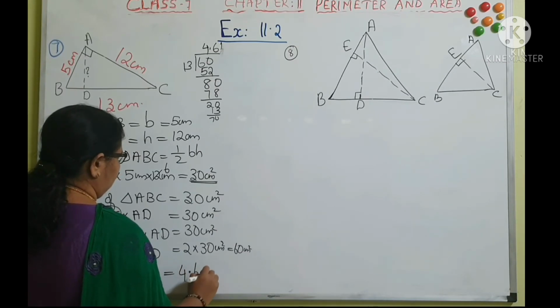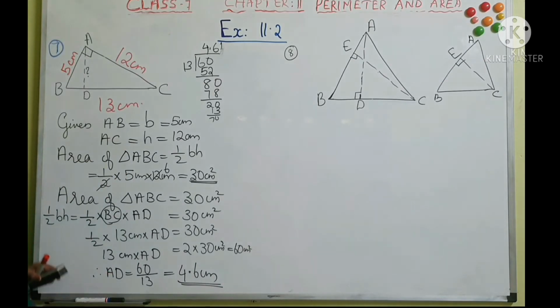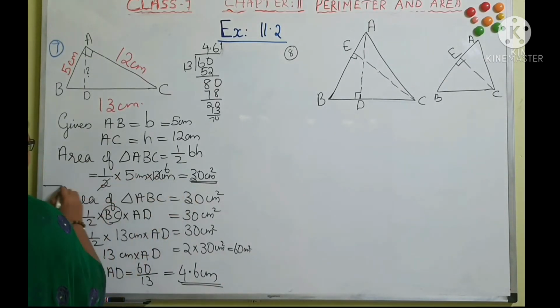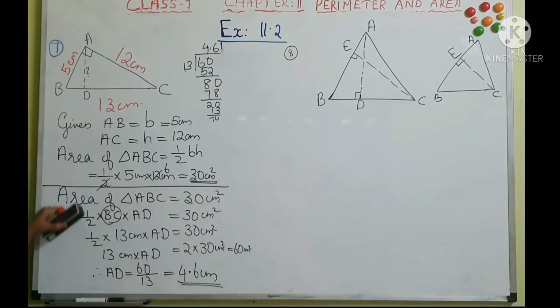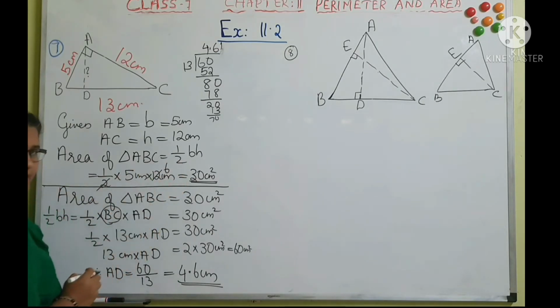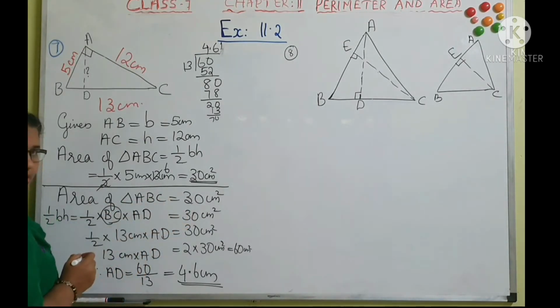4.6 centimeter. So the area of triangle ABC is 30 centimeter square. That is the first part. It is a right angle triangle, so we can find it using the equation half BH. Then using that area, 30 centimeter square, we can find the length of AD.